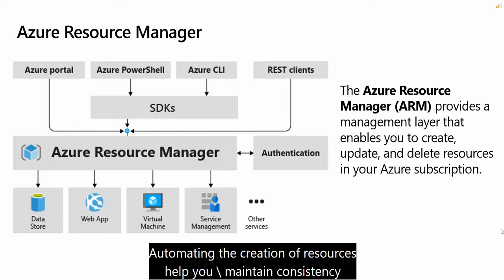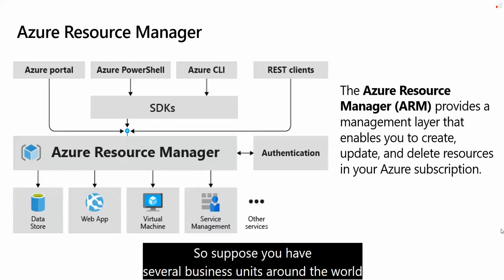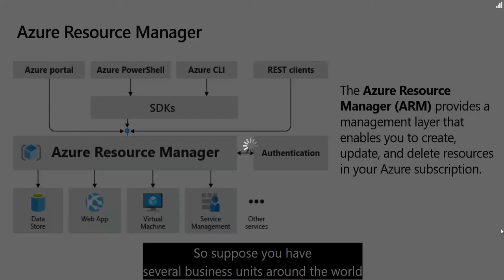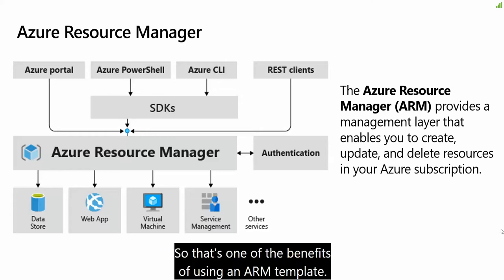Automating the creation of resources helps you maintain consistency and standards across your deployment. So suppose you have several business units around the world, and they require 10 identical resources. You can use an ARM template or Azure Resource Manager template to deploy those resources consistently. So that's one of the benefits of using an ARM template.